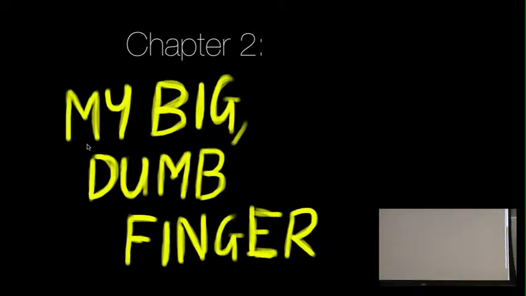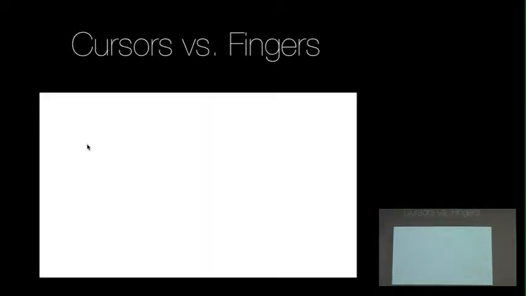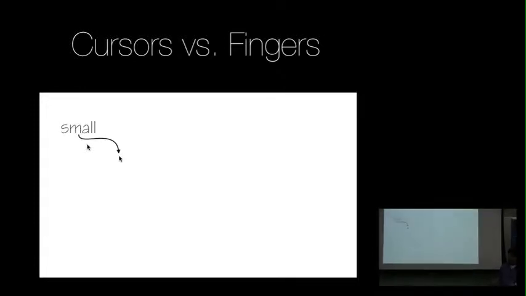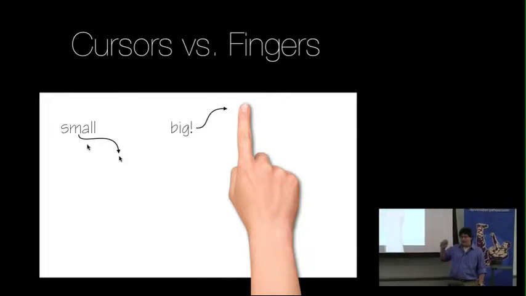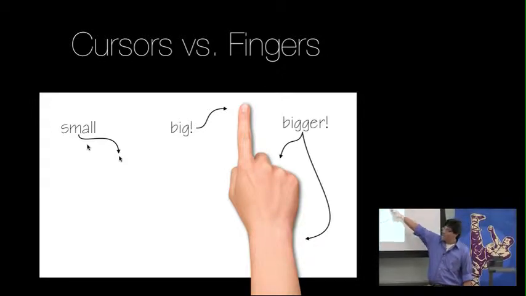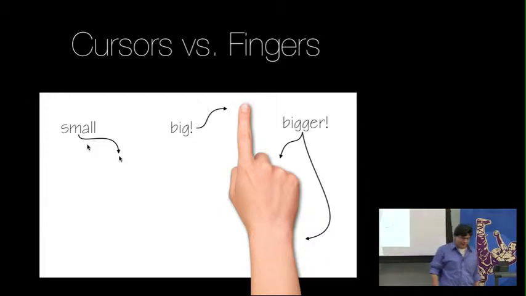Actually, I need to switch back over here really quick. First, let me give you a quick, let's talk about cursors versus fingers. The cursor here, that's very small. It's very small, it's very precise. Your finger, on the other hand, is big. And it gets worse, because you have to consider the rest of the hand, the arm, and that's even bigger.